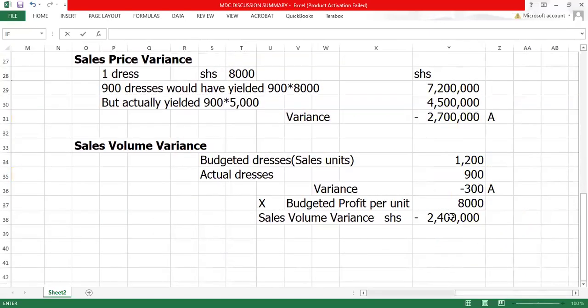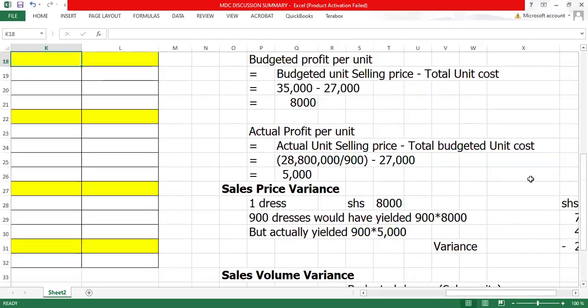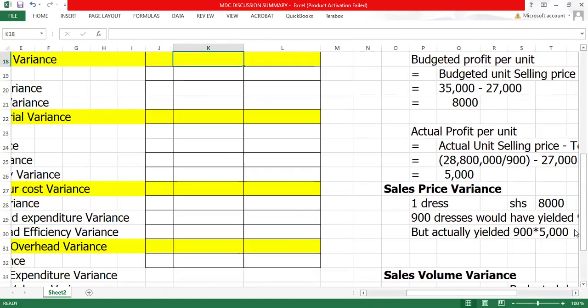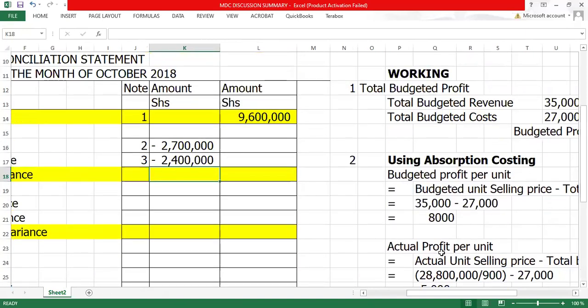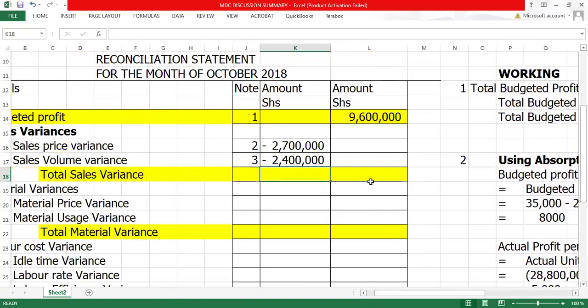So let's report this. We are done with that. We are done with this. Since I am done with sales, I add. If a figure is adverse on the calculator, you put it as a negative. If a figure is favorable on the calculator, you put it as a positive. So to get my total sales variance, I take this negative plus this negative, and that is my total sales variance.